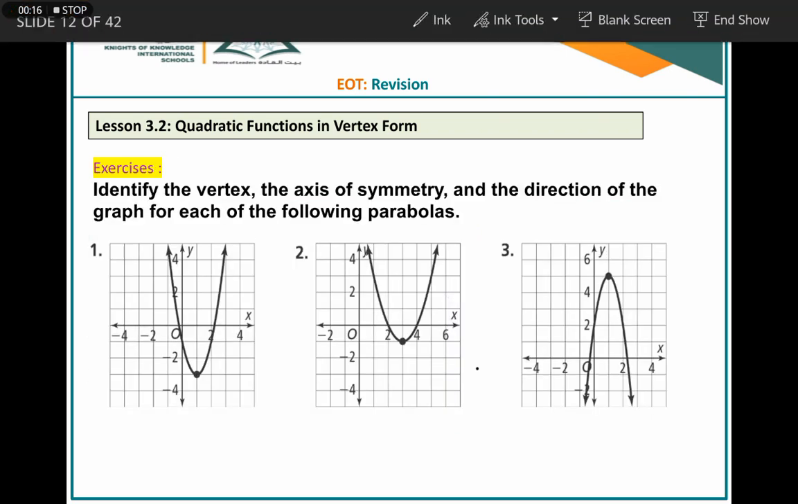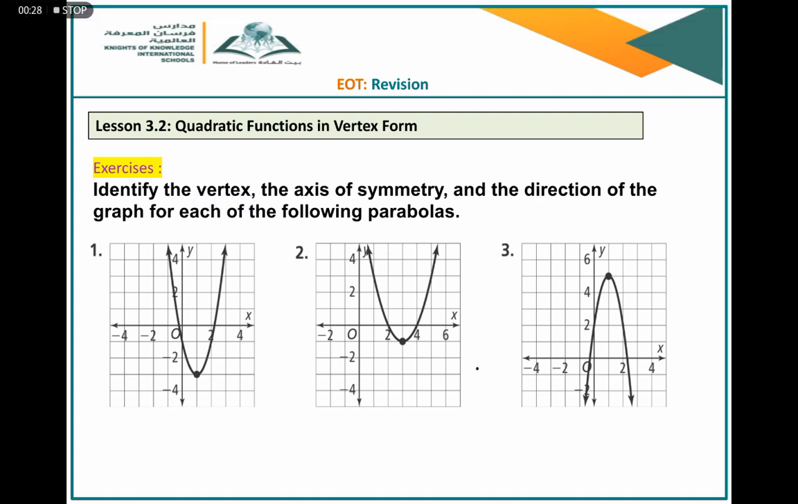Okay, let's go. Now the first question here: identify the vertex, the axis of symmetry, and the direction of the graph for each of the following parabolas. She asked me about the vertex, my dear student, and the axis of symmetry and the direction of the graph only.